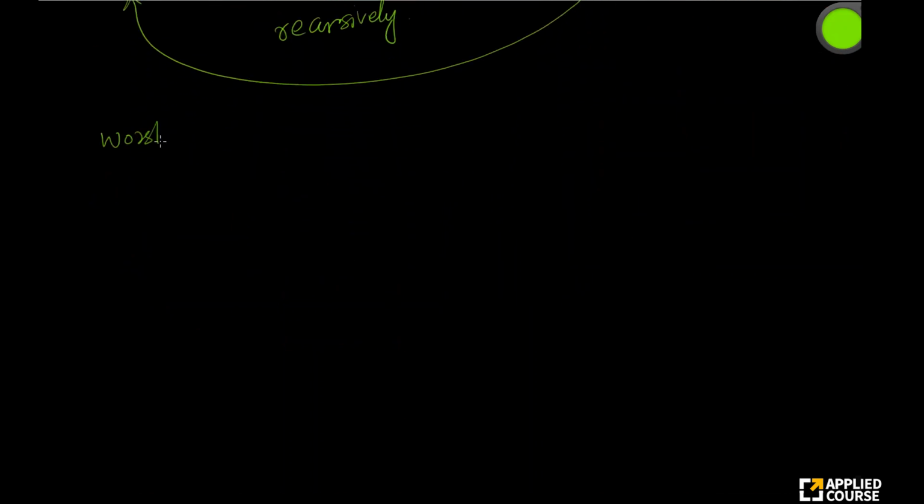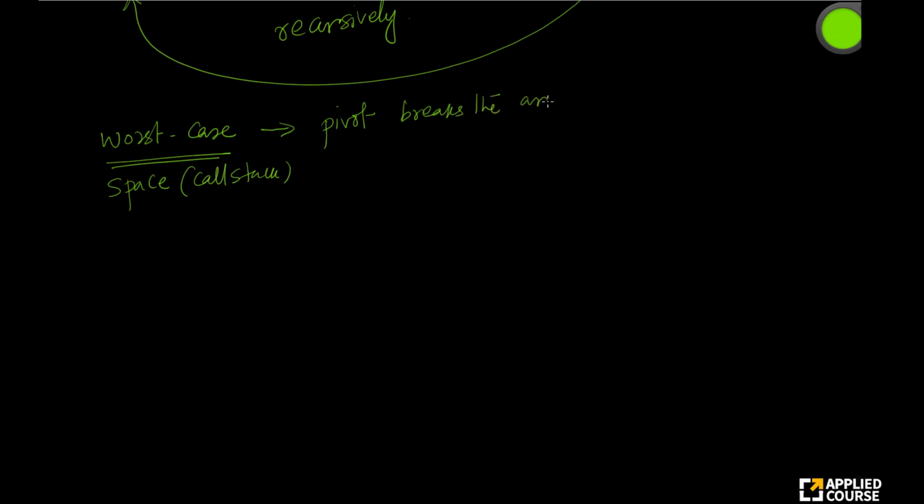The worst case in terms of space complexity on the call stack will happen when the pivot breaks the array into exactly two halves.